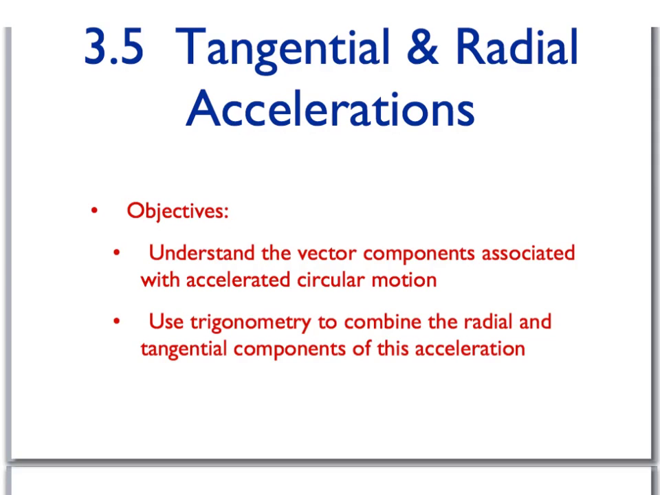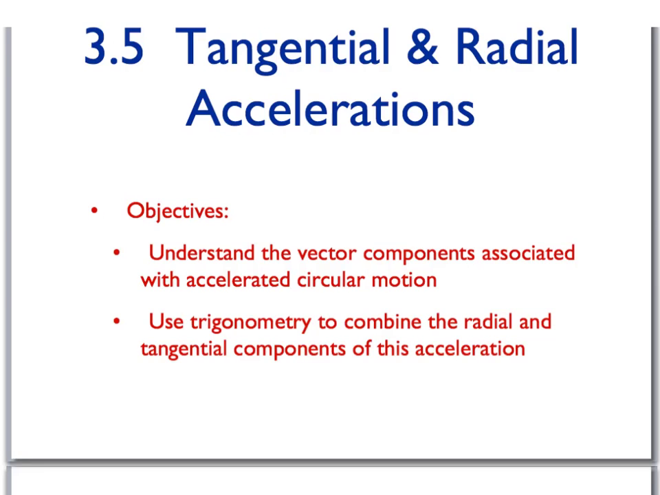I know what you're thinking. Finally, section 3.5, where we can analyze both tangential and radial accelerations. So here's the objectives. We want to understand the vector components that are associated with accelerated circular motion and use a little bit of trig to combine the radial and tangential components of this acceleration.